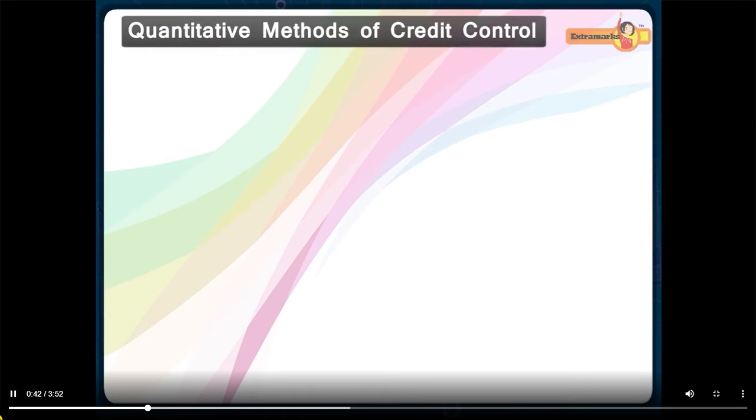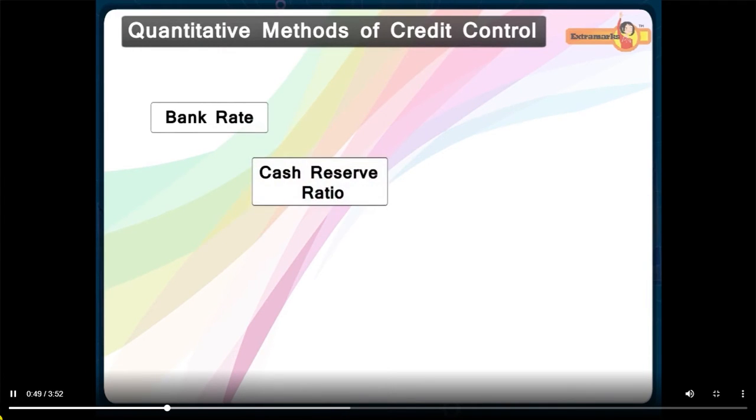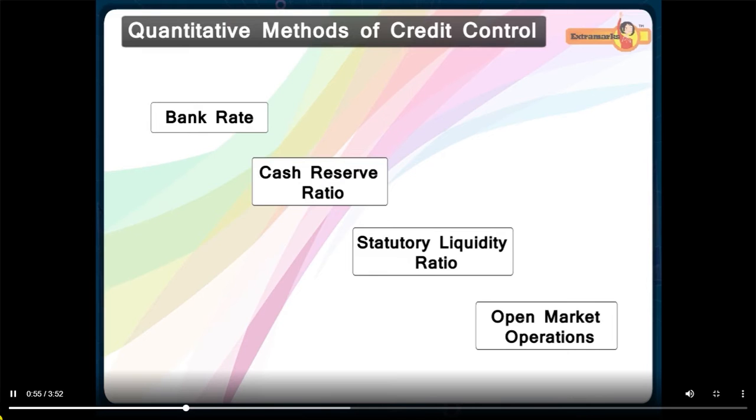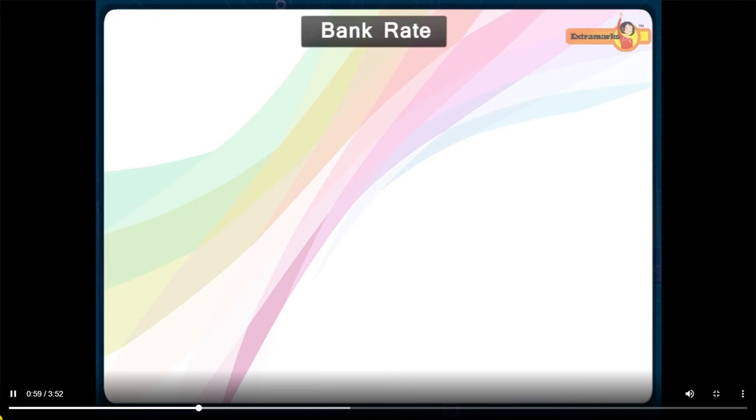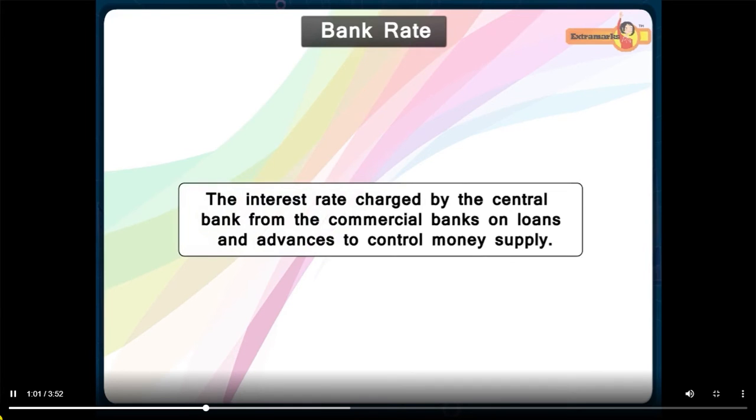The various quantitative methods to control the availability of credit are bank rate, cash reserve ratio, statutory liquidity ratio, open market operations. Bank rate. It refers to the interest rate charged by the central bank from the commercial banks on loans and advances to control the money supply.